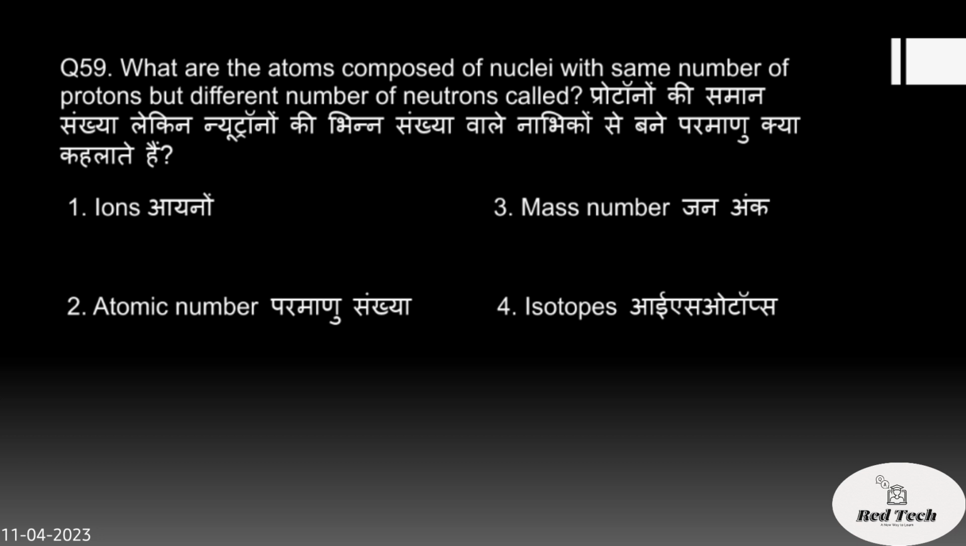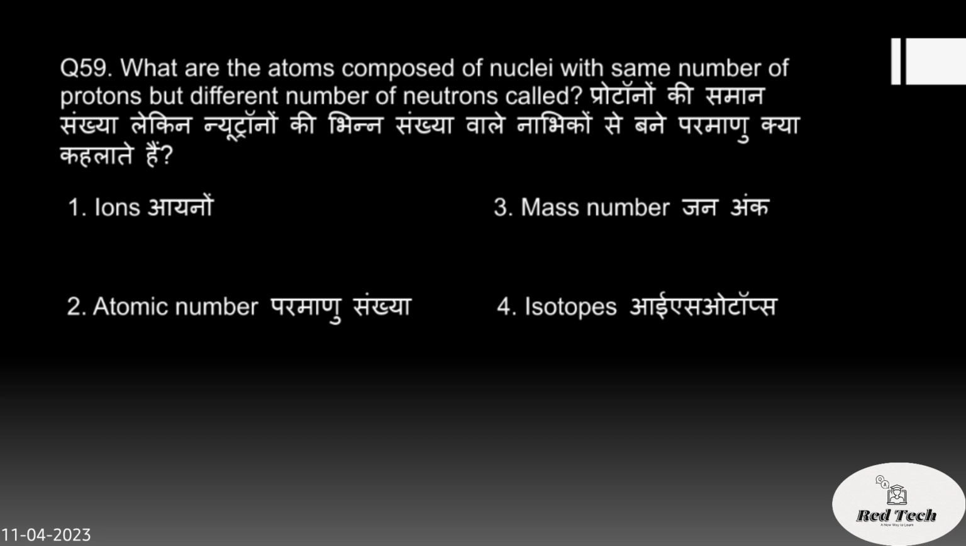Question number 59. What are atoms composed of nuclei with the same number of protons but different number of neutrons called? So we have to tell which element or compound has the same number of protons but a different number of neutrons.